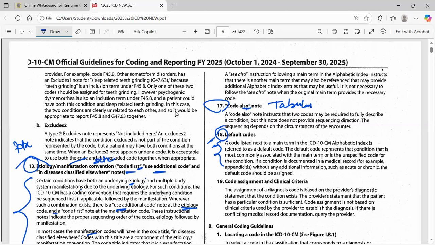Are you guys done with the reading? Yes, next, ma'am. Any questions? No, ma'am.